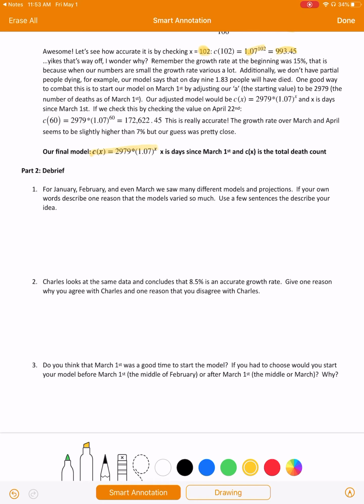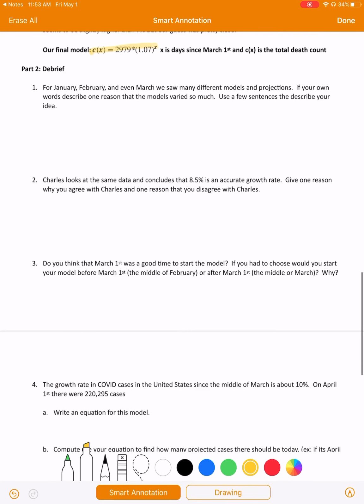Number 2, maybe another person looks at the data and says, well, I think that 8.5% is an accurate growth rate. Maybe it is, maybe it's not. Your job is to say it is good for this reason and it's not good for this reason. Maybe you think it's too high, maybe you think it's too low, but you give me one reason that you think it is a reasonable growth rate and then one reason that you think it is not, and explain it a little bit. You're trying to explain yourself as to why you think it is or it is not.